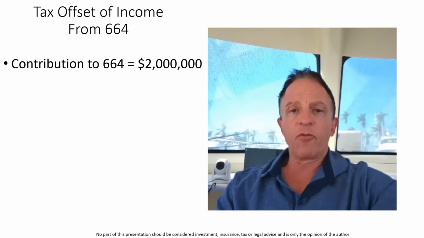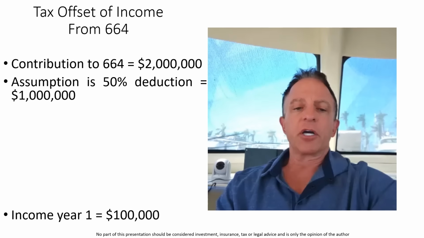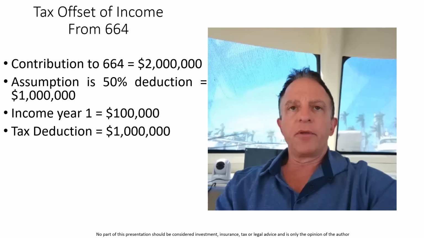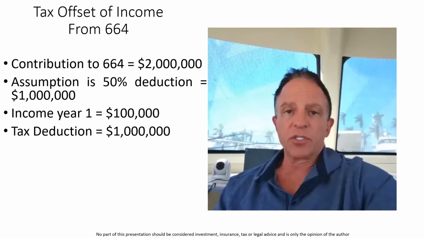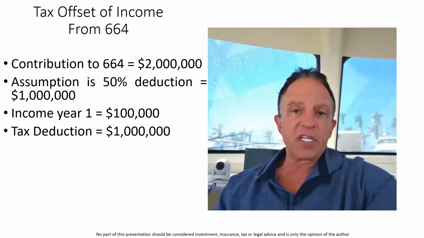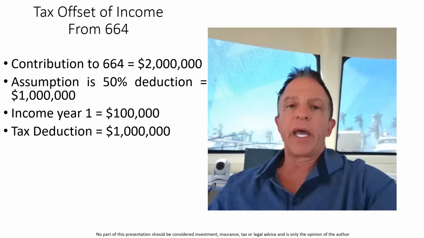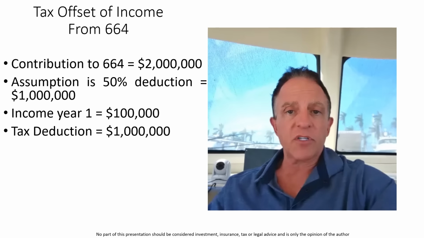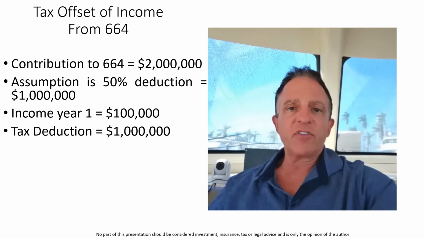Contribution to the 664 was $2 million. The assumption is a 50% deduction. So if you look at somebody, say, 80 years old, they could probably get an 80% deduction. If you look at somebody in their 50s, it's probably 40 or 50%. I'm just going to use 50% as the example. It will be different. Your deduction percentage is going to be different for every single person.